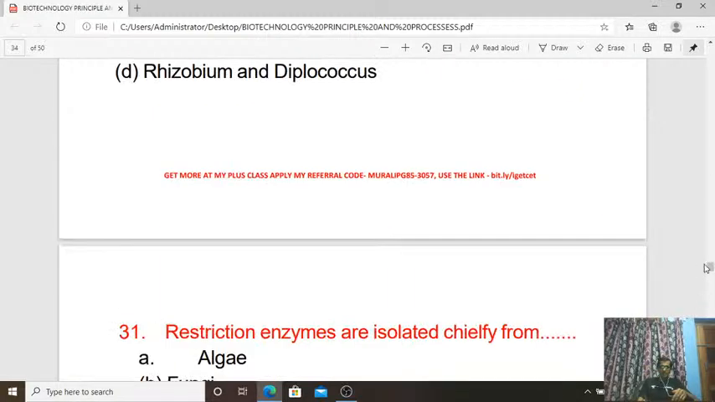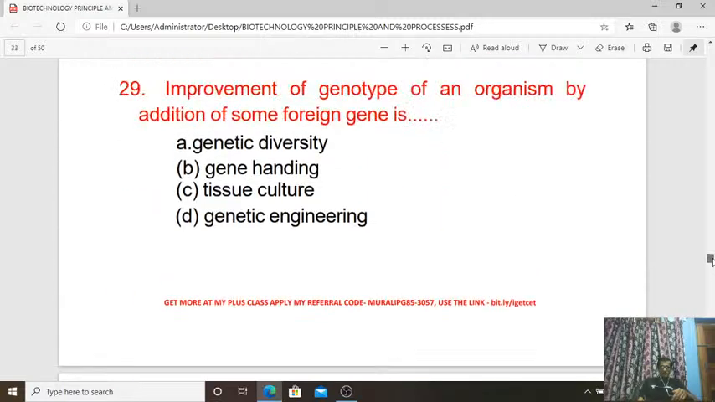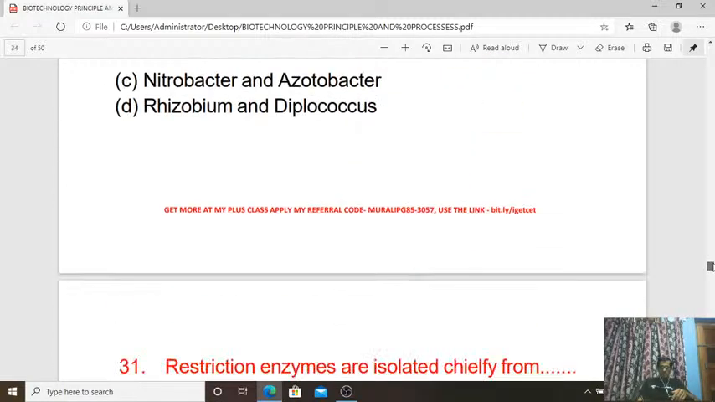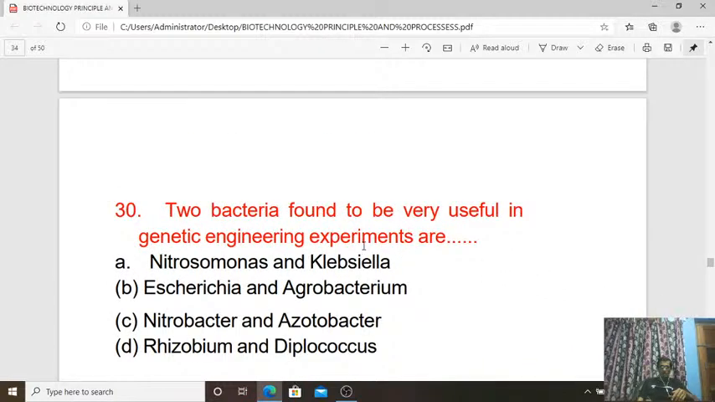Next, 30th question. Two bacteria found to be very useful in genetic engineering experiments. Which are the two bacteria? In genetic engineering experiments, these two bacteria are very important and play a good positive role. Which are the bacteria? Yes, Prekshita, you are right. B is the answer: Escherichia coli and Agrobacterium tumefaciens.